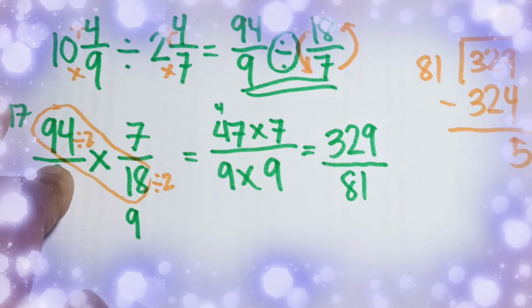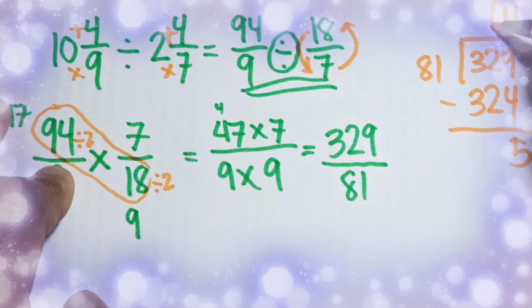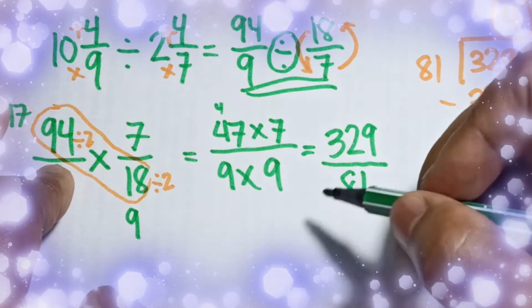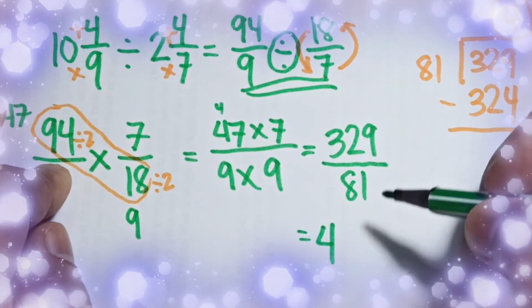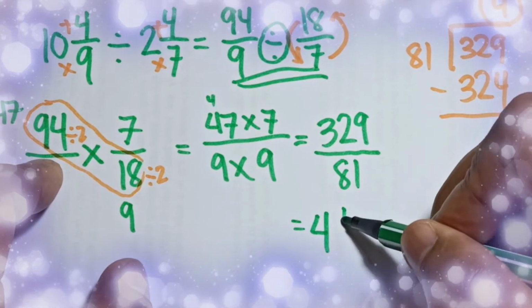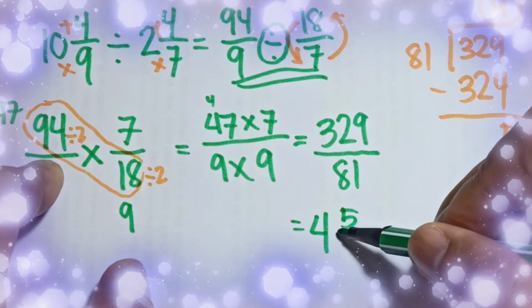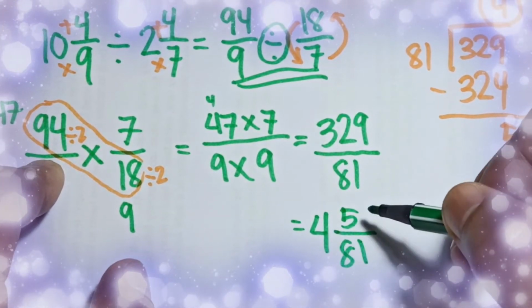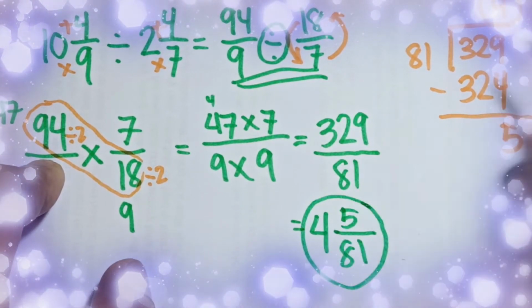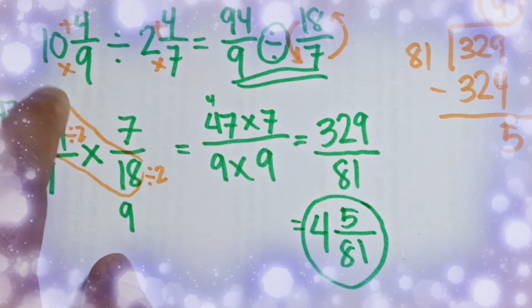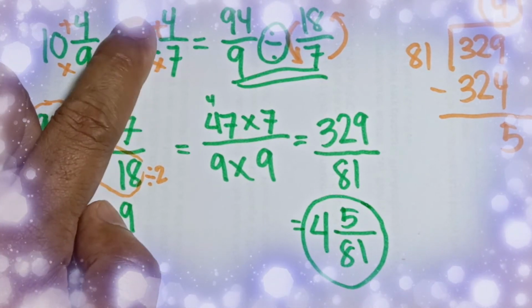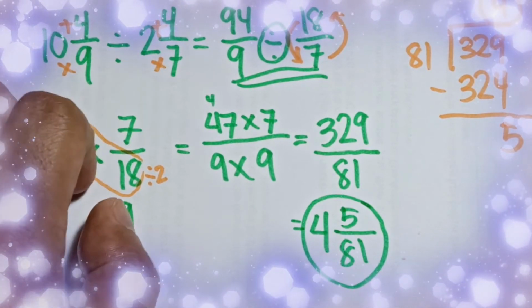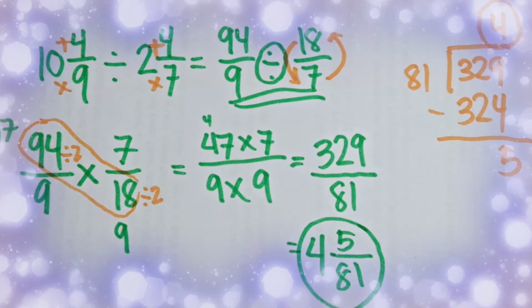So therefore, we can take this 4 as the whole number. That means we can make 4 out of 329, remainder 5 over 81, and that is our answer when we divide 10 and 4 over 9 by 2 and 4 over 7. Alright.